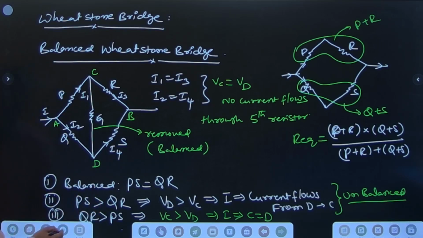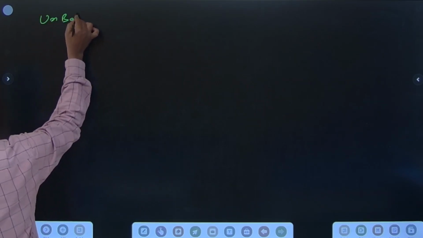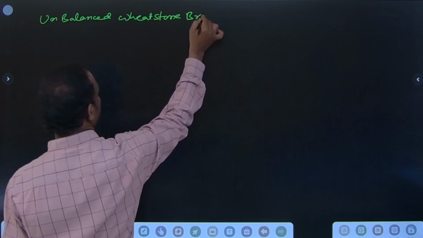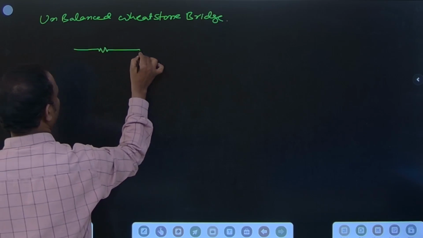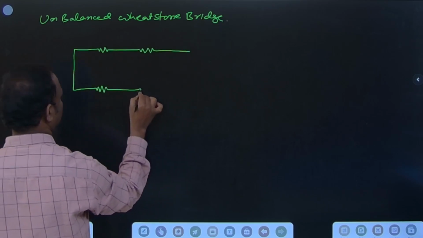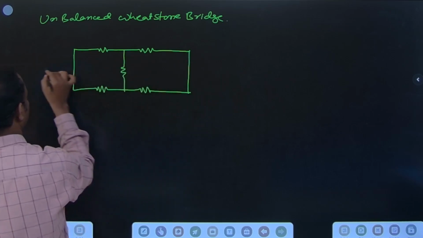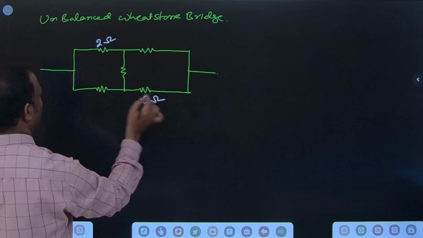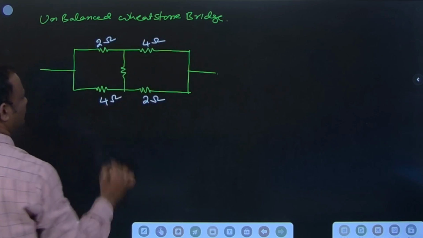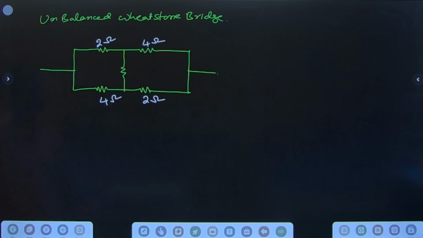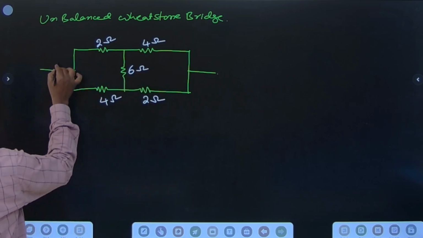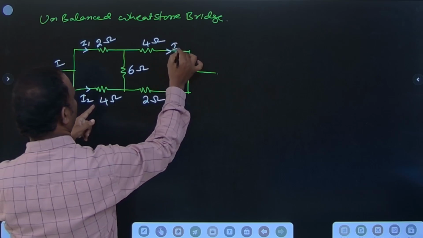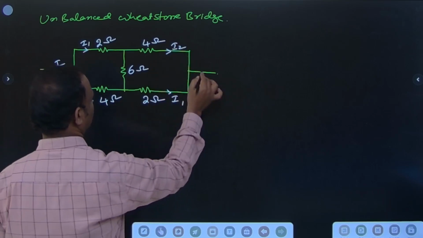So when potentials are not equal, how do you solve such a question? We use the unbalanced Wheatstone bridge. Taking 2 ohm, 2 ohm, 4 ohm, 4 ohm, and in the middle a 6 ohm resistor. Current I flows in; this is I1, I2, and total I comes out.